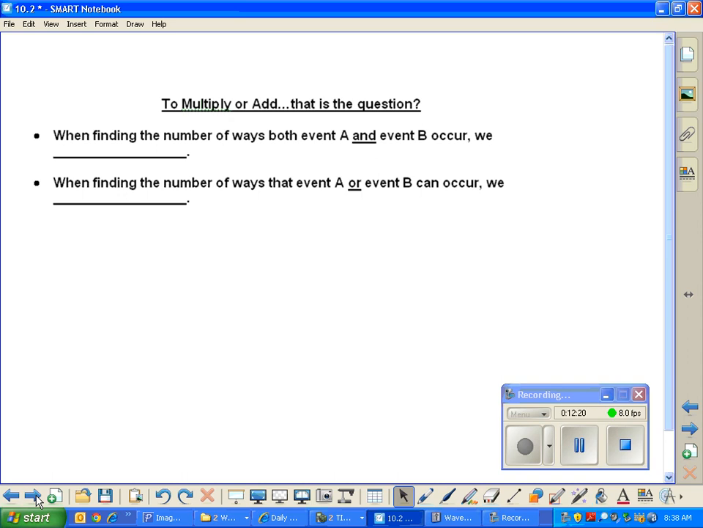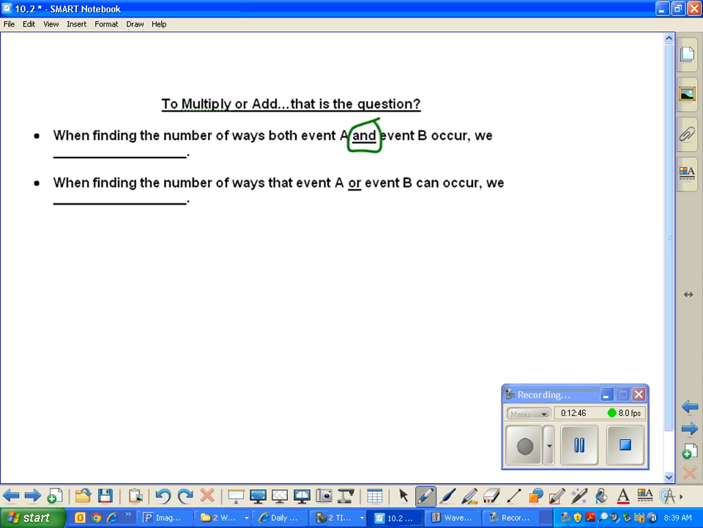But this is just sort of a preview of coming attractions. And then we're going to use these ideas on this slide here to calculate some probabilities just initially. So the first bullet says, am I supposed to multiply or add these probabilities together? When finding the number of ways both event A and event B occur, focus on the word and.